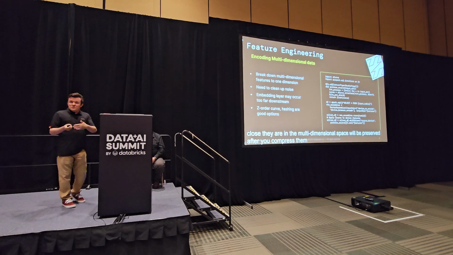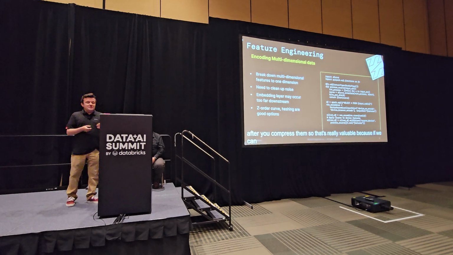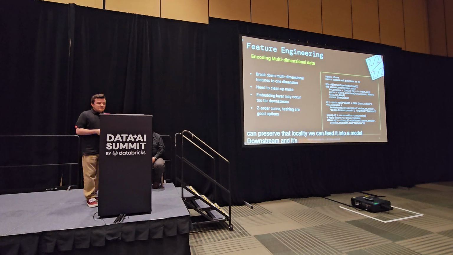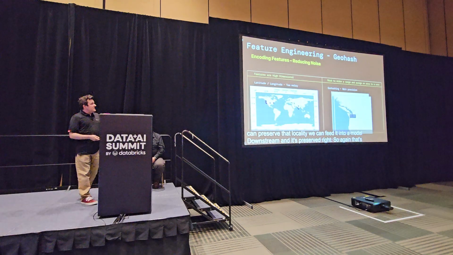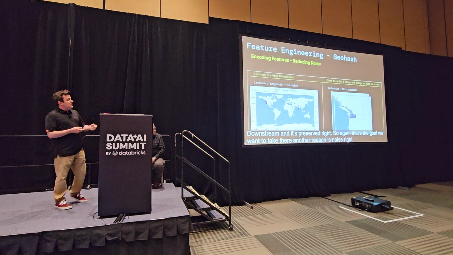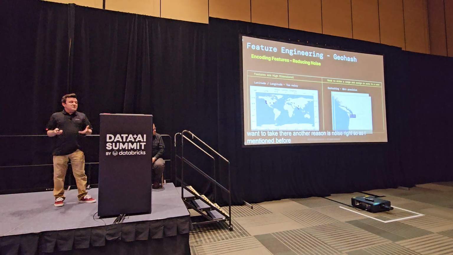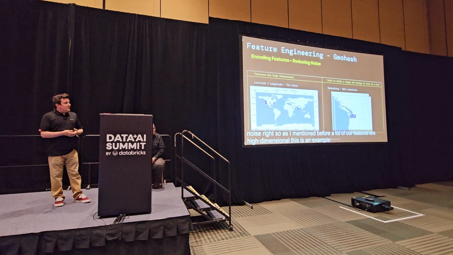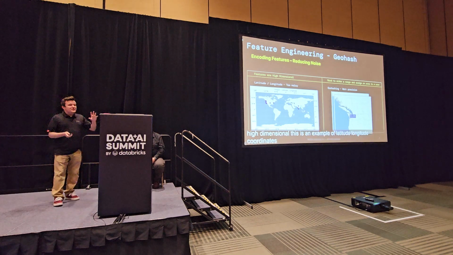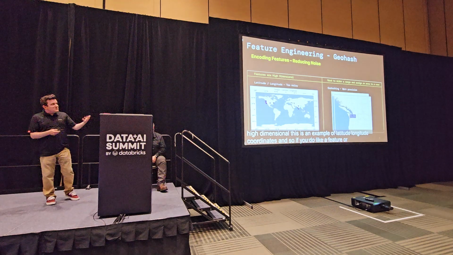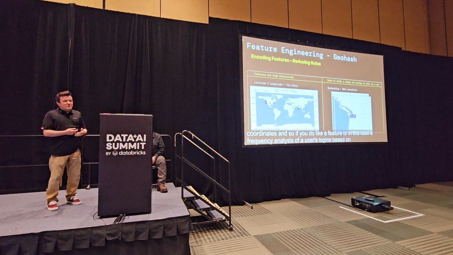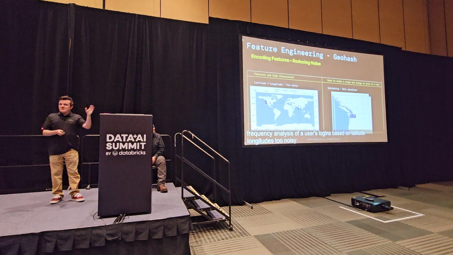So that's really valuable, because if we can preserve that locality, we can feed it into a model downstream and it's preserved, right? So again, that's the goal we want to take there. Another reason is noise, right? As I mentioned before, a lot of our features are high dimensional. This is an example of latitude, longitude coordinates. If you do a frequency analysis of a user's logins based on latitude, longitude, it's too noisy, right? It's points on a map.